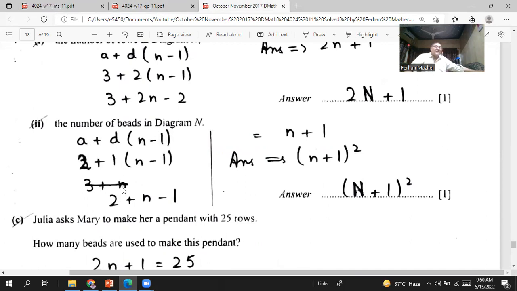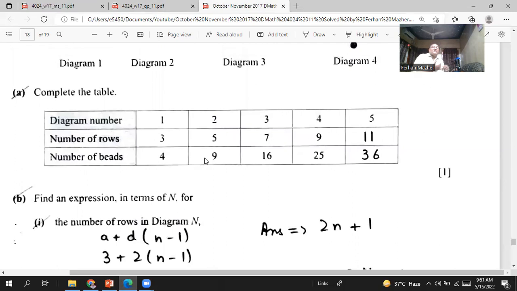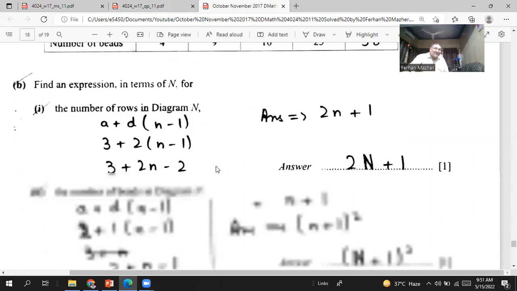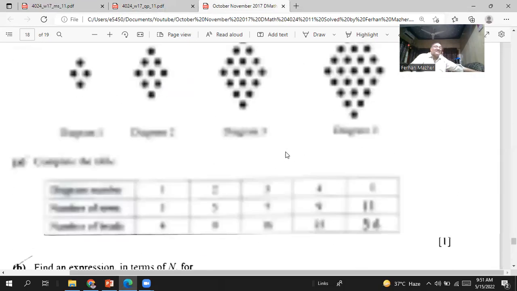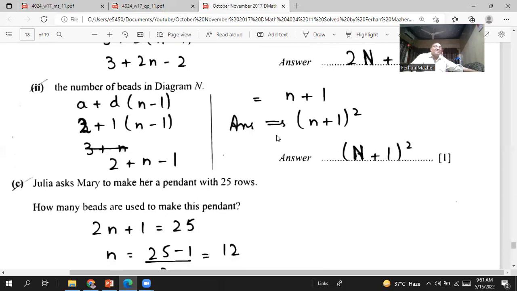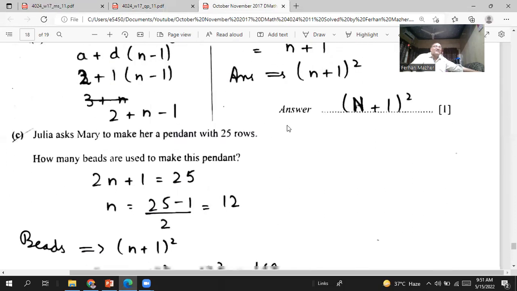So A plus D bracket n minus 1: 2 is the first term and the common difference is 1, so 2 plus n minus 1. So it will be n plus 1, and we put a square on it because it was 2 square, that's 4, 3 square, that's 9, and that is the pattern. So I found the nth term and then put a square on it. So the number of beads is n plus 1 whole squared.